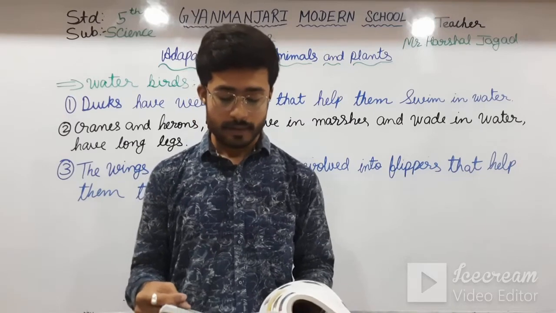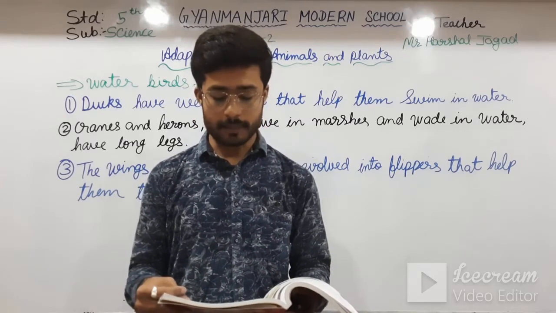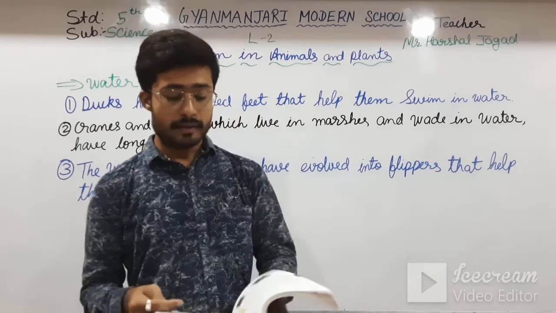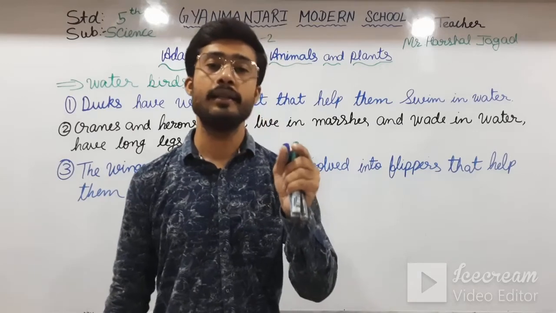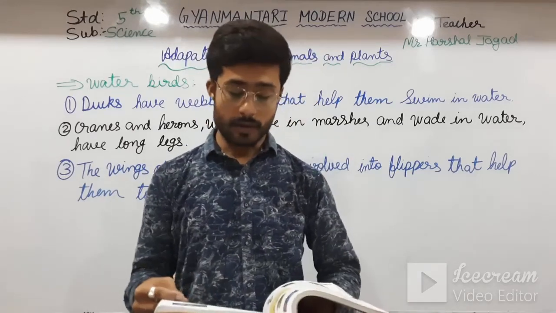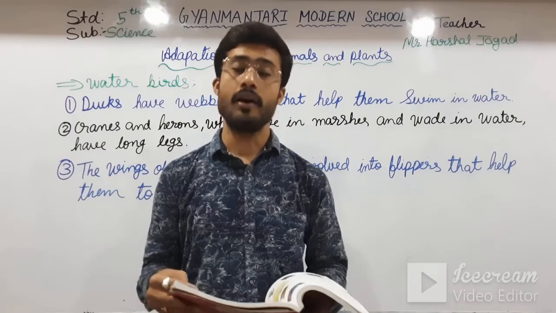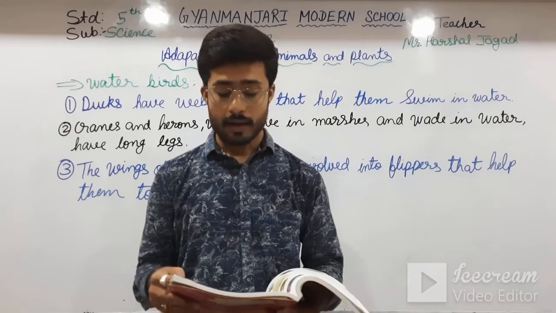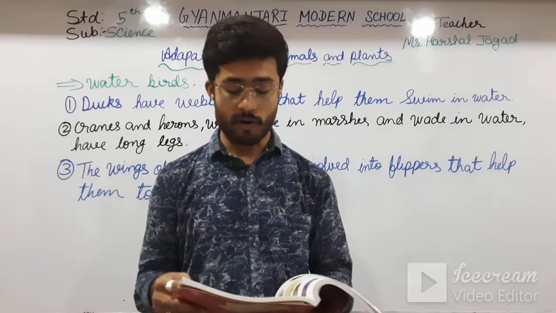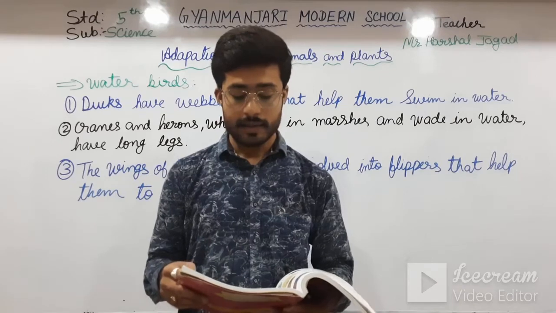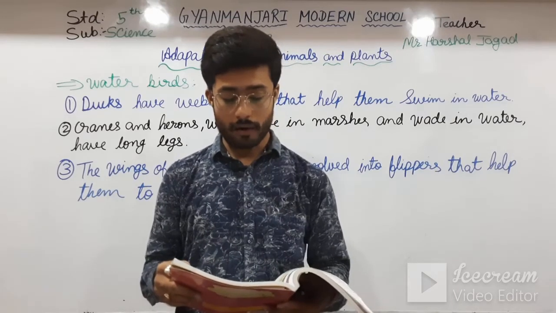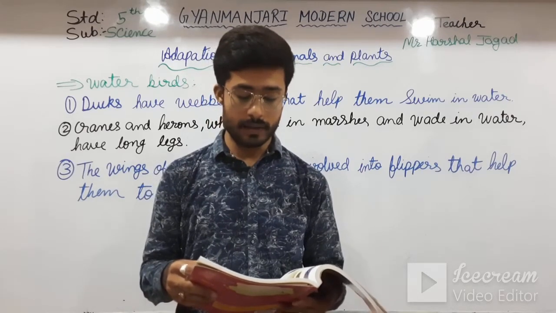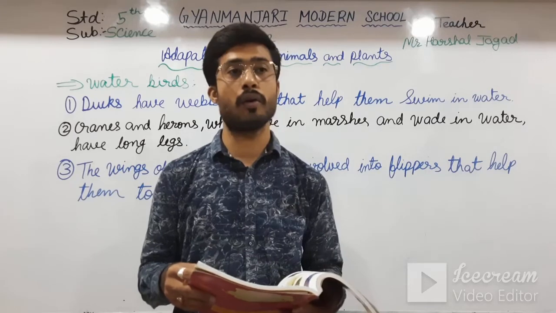Next point is, the tips of the roots of these plants are protected by the root pockets. See here, the tips of the roots are protected by the root pockets. Some aquatic plants such as hydrilla grow completely under water. They are fixed to the soil at the bottom of the lake or pond with their roots. They have long, narrow, ribbon-like leaves with no pores on them.